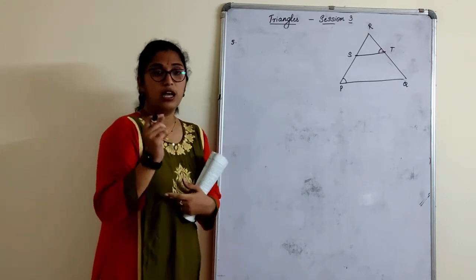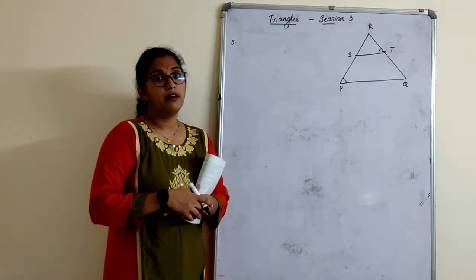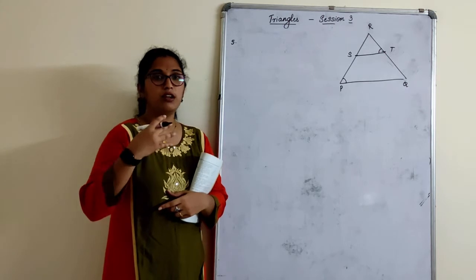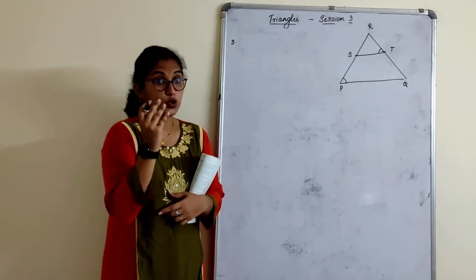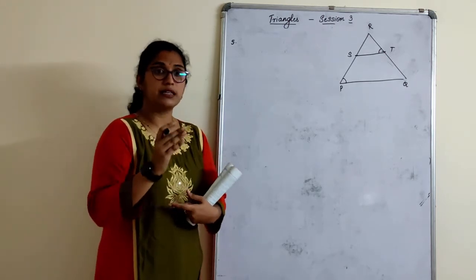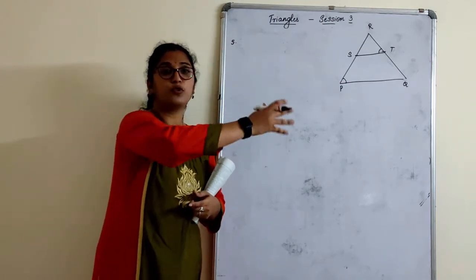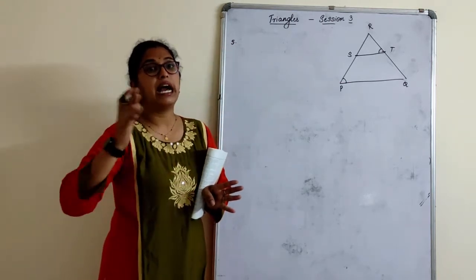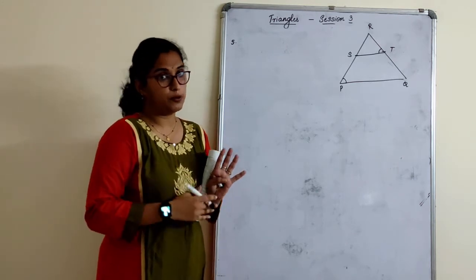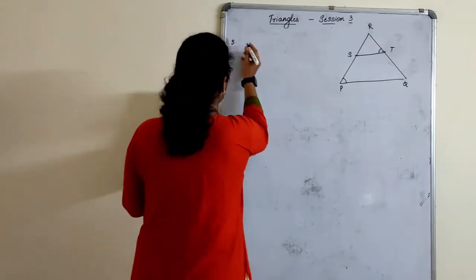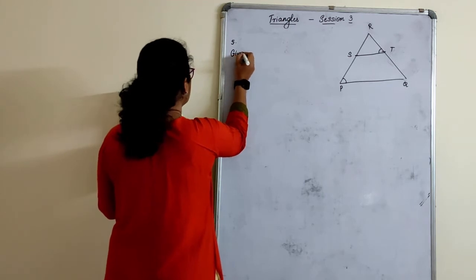Again the question: how do you prove the triangles are similar? We have to prove some sides are proportional or angles are equal. We have to choose the criteria. Remember this always. If they ask you to prove the sides are proportional, how do you do that? You have to always prove triangles are similar and then corresponding sides will be proportional. Similarly here now, we will start with the given.